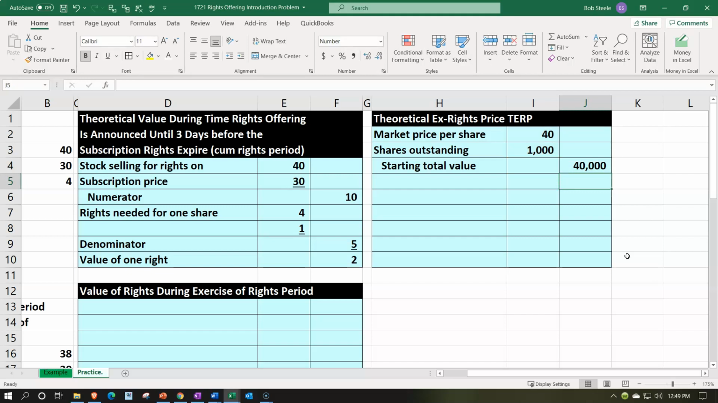From an accounting standpoint, assets minus liabilities would equal equity. This would be the market prediction of the value of the company, the net value, but on the market basis. So we're going to say that's going to be 40,000.